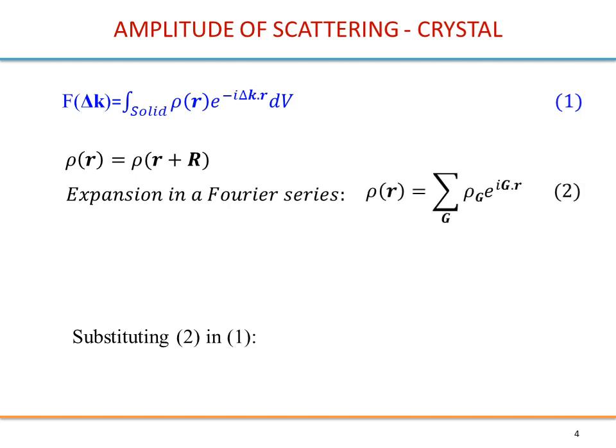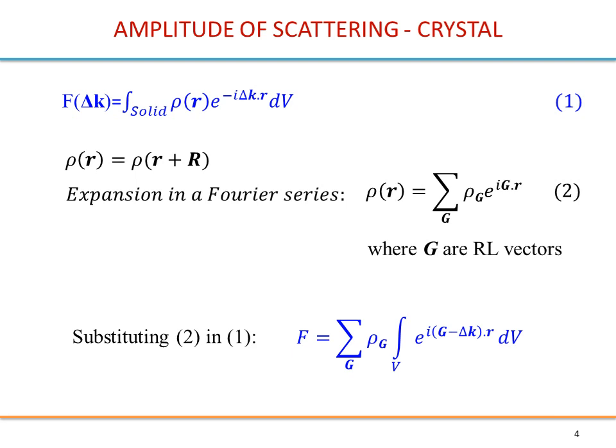So because rho of r is periodic, we can expand it in a Fourier series like this, and we have seen, and you can check, that the G vectors, the k values in the Fourier series, are in fact the reciprocal lattice vectors. So substituting this into equation 1, we get this. So rho G does not depend on r, so it can be taken out of the integral, and we get this.